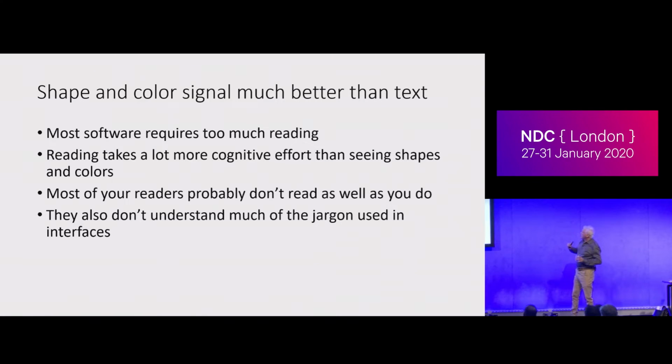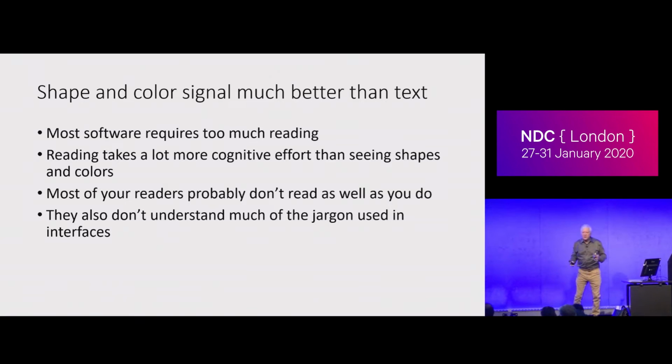So understand that part of the problem with that was the expectation of where the button was. But also part of the problem was that shape and color signal better than text. I didn't even bother to read the start over. Reading takes effort. It takes a lot more cognitive effort than seeing shapes and colors. And your users, in many cases, probably are not as fast a reader as you are. And they don't understand a lot of the words you use. It's just jargon to them.